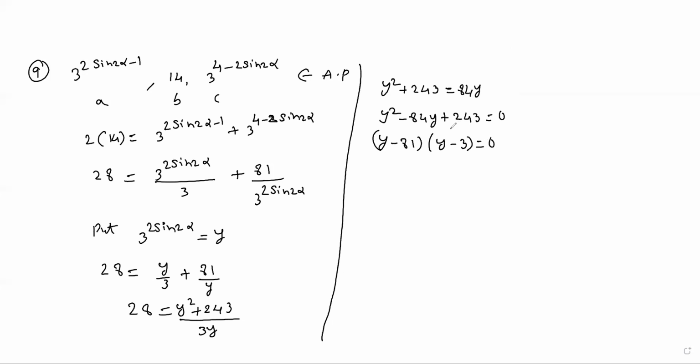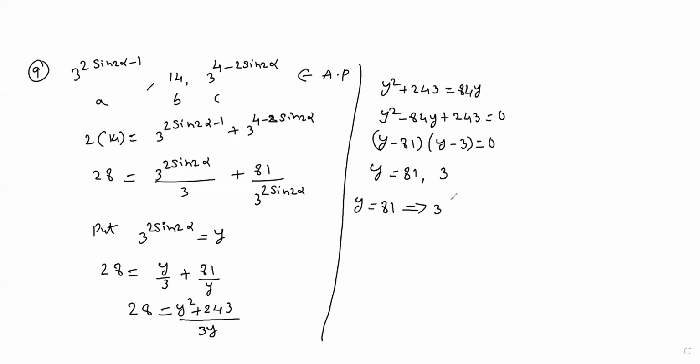Sum will get 84 and the product if you multiply you will get 243. That's why the y values are two sets of values, that is y is equal to 81 and 3. Now when y value is 81, what is y? We know already.